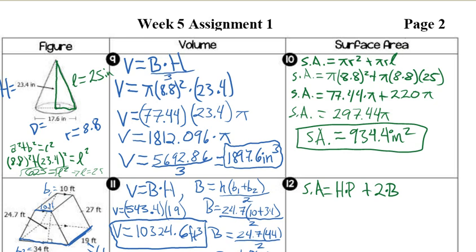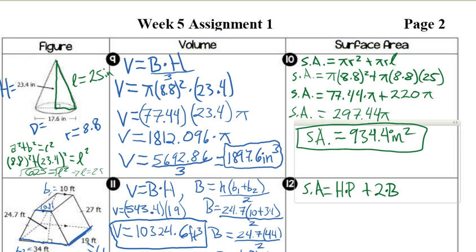So the formula for surface area of a cone is pi r squared, which is the base, plus pi r L. L is slant height. So we plug it in. 8.8 times 8.8 is 77.44 times pi, and then 8.8 times 25 is 220. So we add those two pi's up, we get 297.44 pi, and our surface area is 934.4 inches squared. Okay, that is how you do that one.